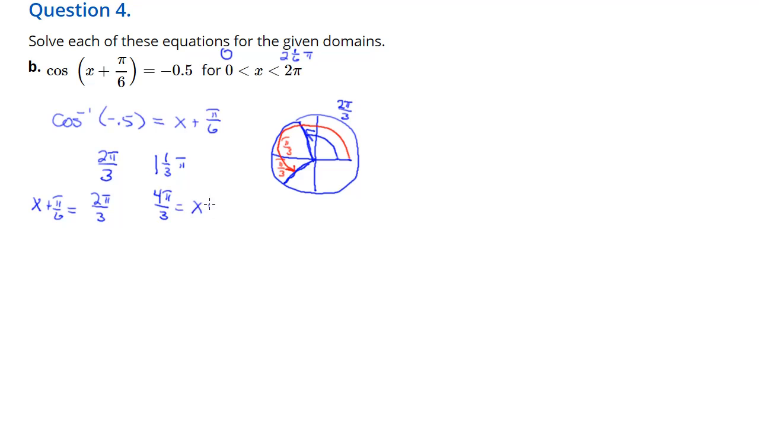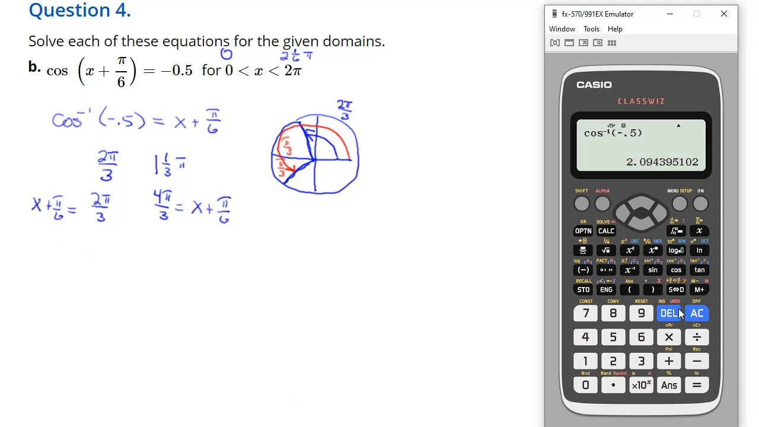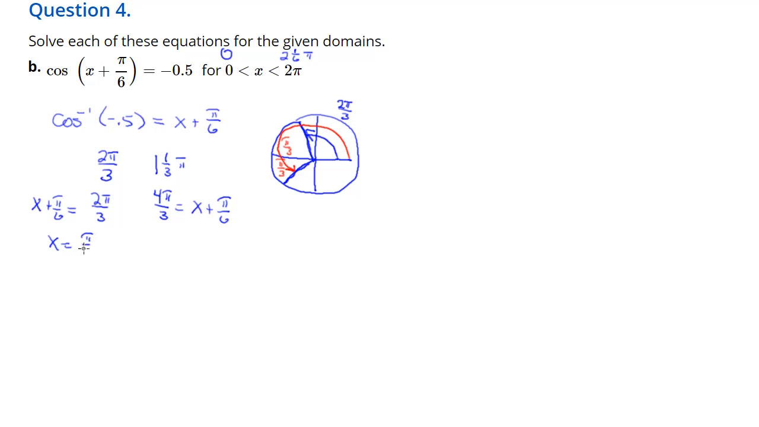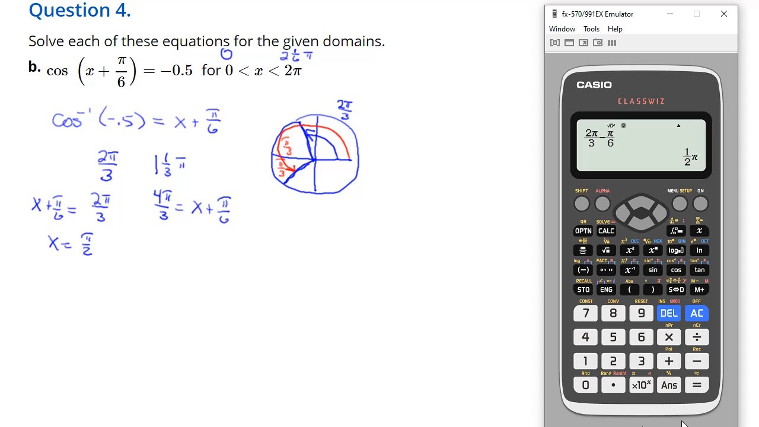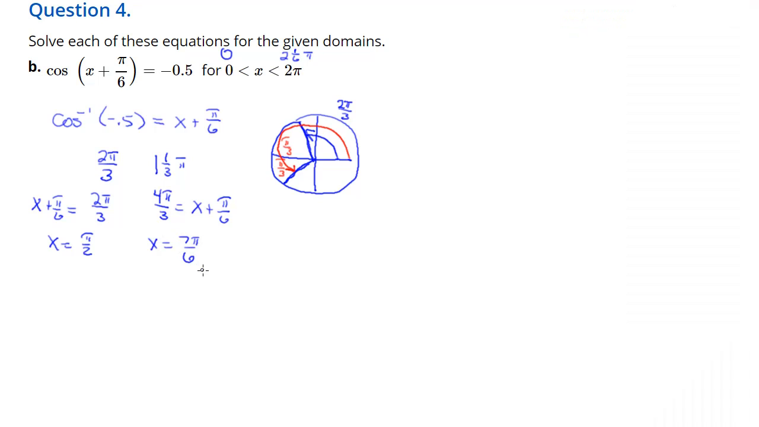And so I go ahead and set them up. And I just have to subtract pi over 6 from each one. And I'm just going to use a calculator for that. 2 pi over 3 minus pi over 6 is equal to 1/2 pi. And then the other one is going to be 4 pi over 3 minus pi over 6, and that's going to be 7 pi over 6.